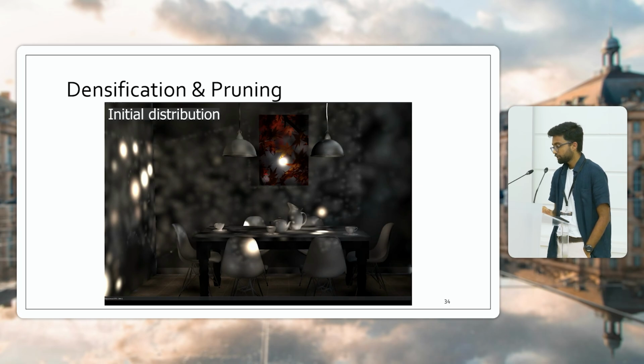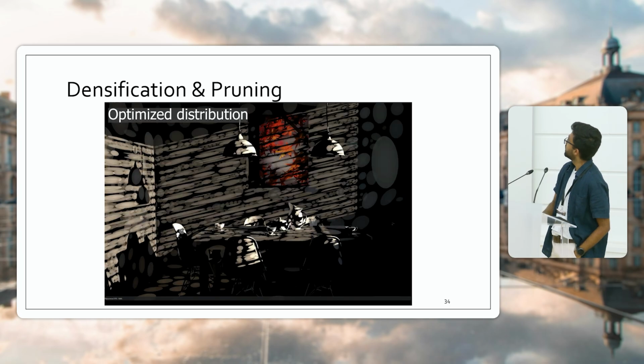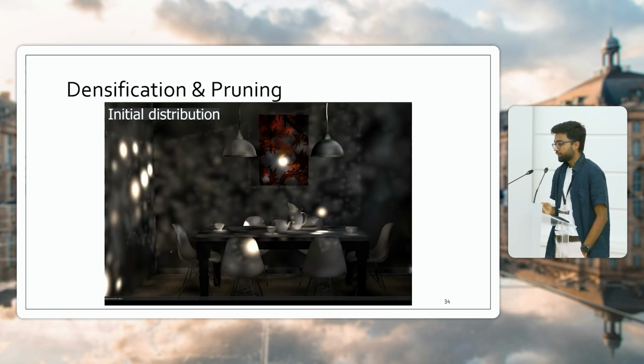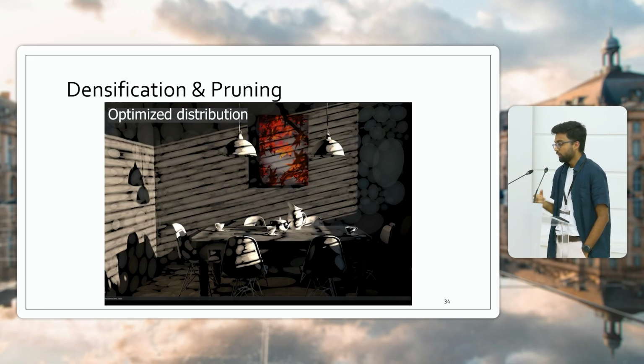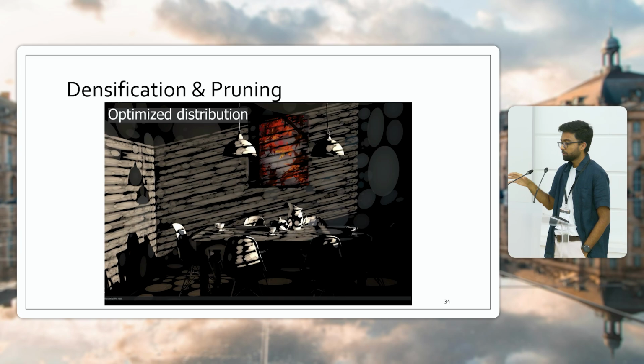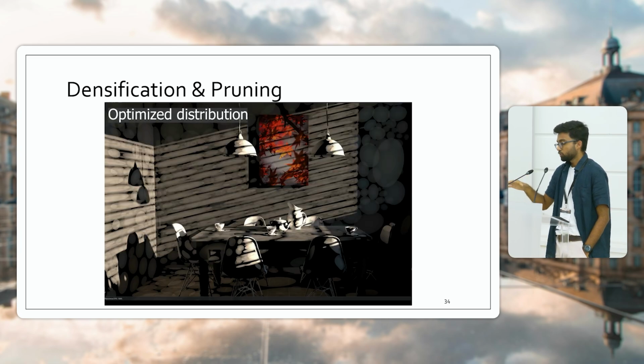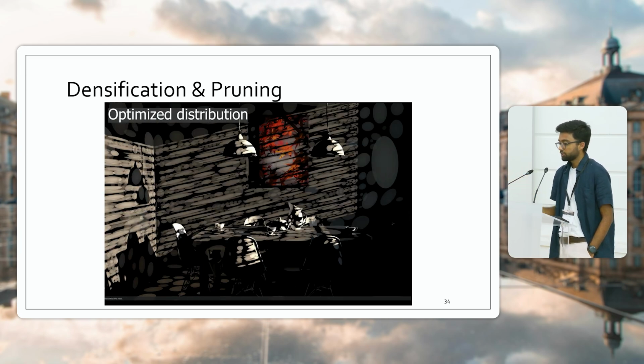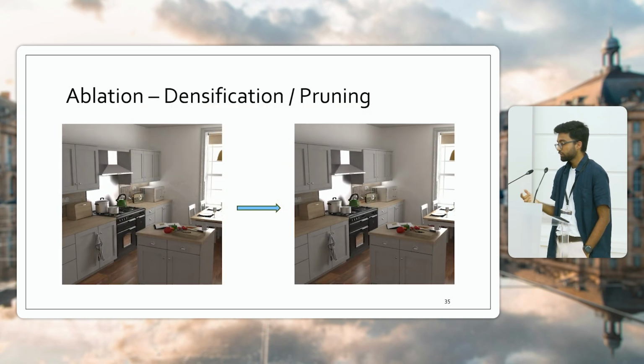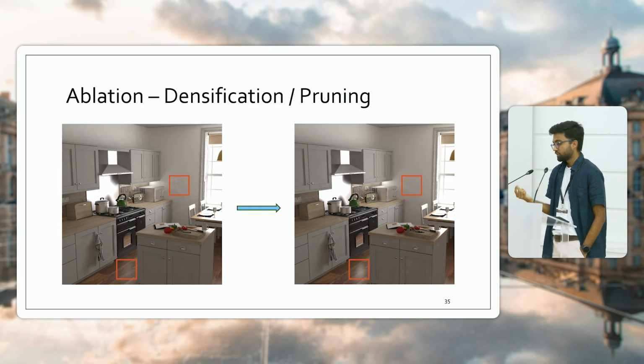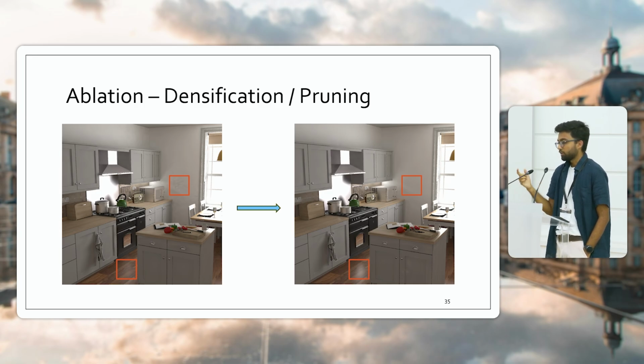And here is a video which shows the distribution of Gaussians as we go. As you can see at the end, we have fewer Gaussians on the walls, where it's smooth, and more Gaussians in the shadow regions. An ablation for this: if you see the reflection of the oven, without densification, the reflection isn't captured. However, with the densification, the reflection is captured. And on the wall, you have some overrepresented regions which are removed by the pruning strategy.